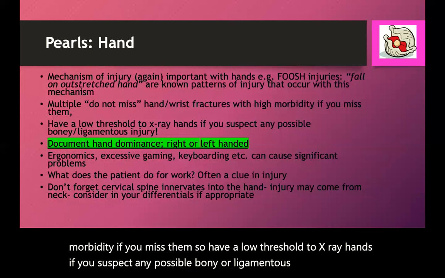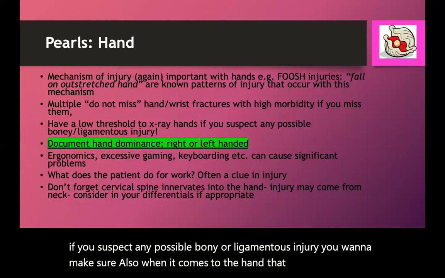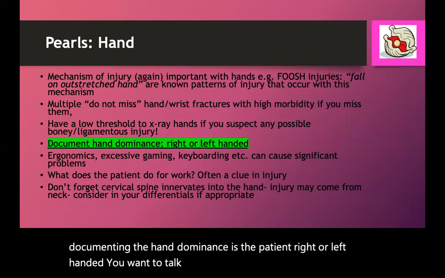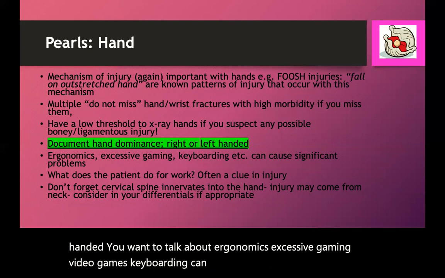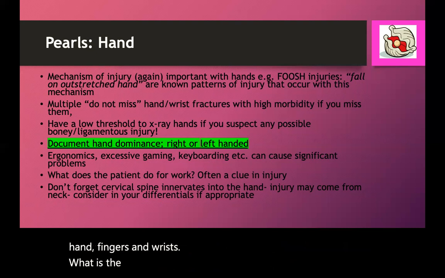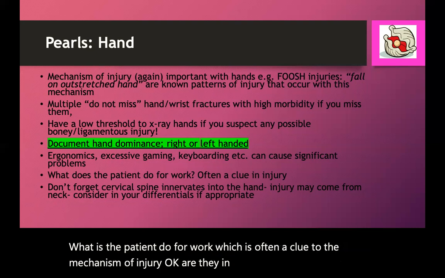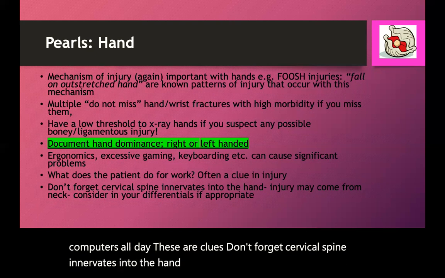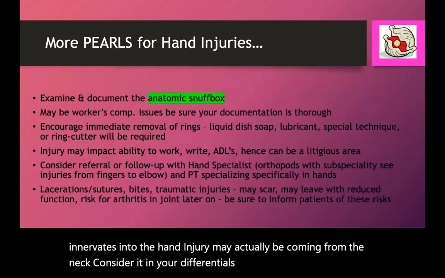You want to make sure also when it comes to the hand that you're documenting the hand dominance. Is the patient right or left-handed? You want to talk about ergonomics. Excessive gaming, video games, keyboarding can cause significant problems on the hand, fingers, and wrists. What does the patient do for work, which is often a clue to the mechanism of injury? Okay, are they in IT? Do they work on the computers all day? These are clues. Don't forget cervical spine innervates into the hand. Injury may actually be coming from the neck. Consider it in your differentials if appropriate.